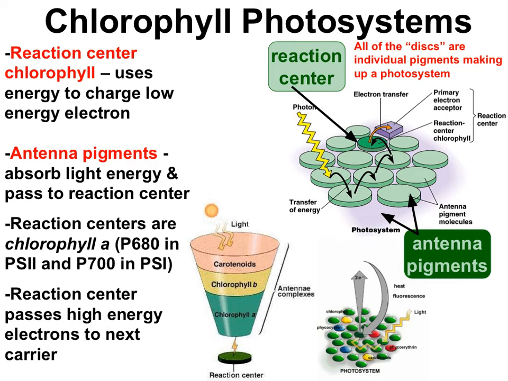There's one special chlorophyll, chlorophyll A, that's called the reaction center pigment. It's shown here in this diagram, here in this diagram, and here in this diagram. The special job of the reaction center pigment is to not only absorb light energy, but energize electrons before the electrons are passed along the electron transport chain. Think of the antenna pigments as kind of funneling energy down to the reaction center pigment.